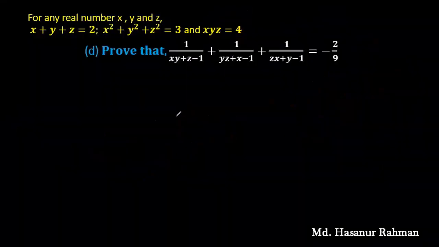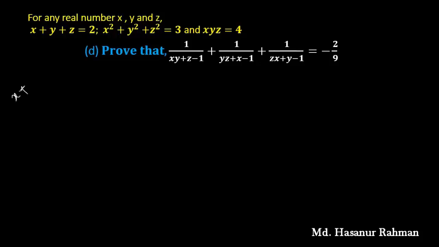Now our last problem, that is prove that 1 by xy plus z minus 1 plus 1 by yz plus x minus 1 plus 1 by zx plus y minus 1 equal to minus 2 by 9. To solve this problem, we have to take help of number A, because we have to convert this denominator. Actually, there are 3 denominators. We have to convert this into another form. That means we have to factorize.